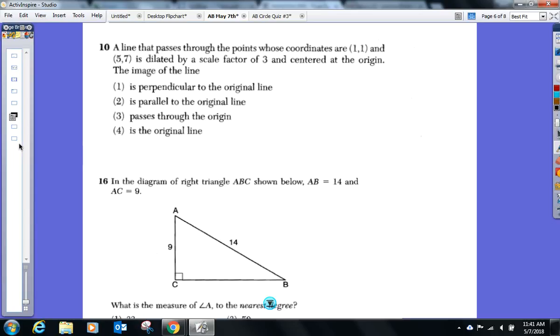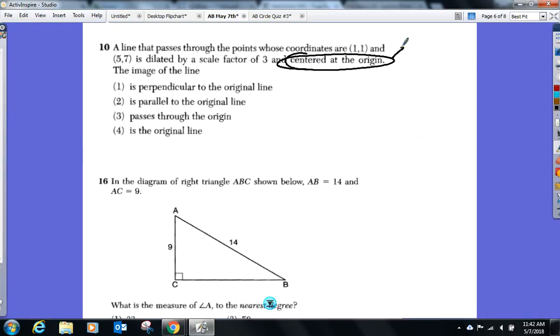Number 10, I'm going to do number 10 first. We'll see how many we get to till the bell cuts me off. All right, number 10, what type of transformation is occurring? Got a dilation, and specifically, where's the center of dilation? Okay, that's huge, because anytime it's centered at the origin, that means I can take my scale factor, 3, and do what with it as far as the coordinates go?